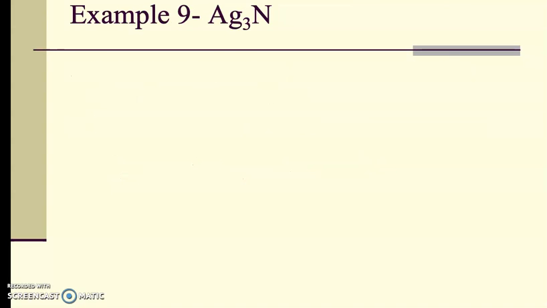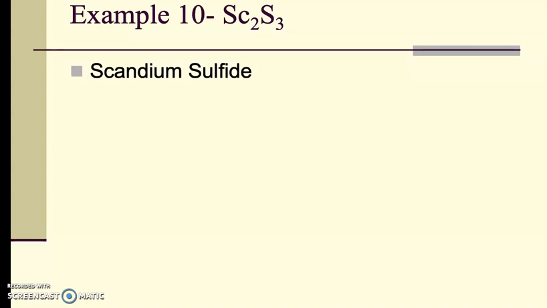So let's take a look here. Say you got Ag3N. Simple, silver nitride, that's what we call it. We don't say silver 1, we just say silver nitride. Sc2S3. Sc is a transition metal, but we don't use a Roman numeral with it because it only has 1 charge. Scandium sulfide. That's just how we name it. That's it.